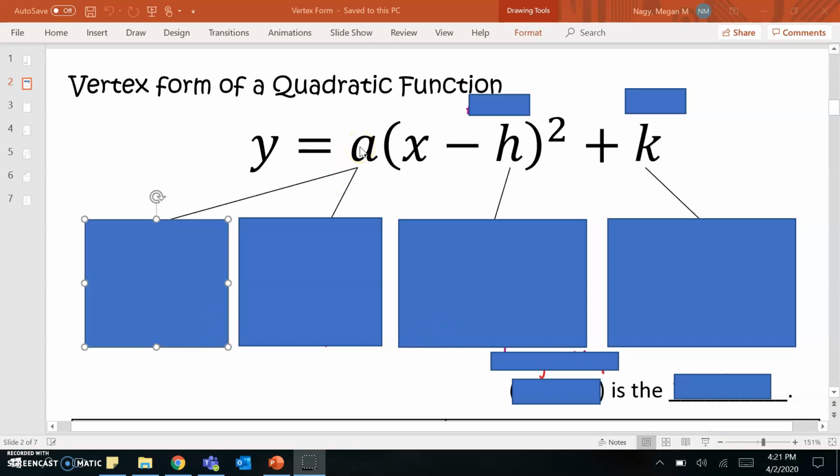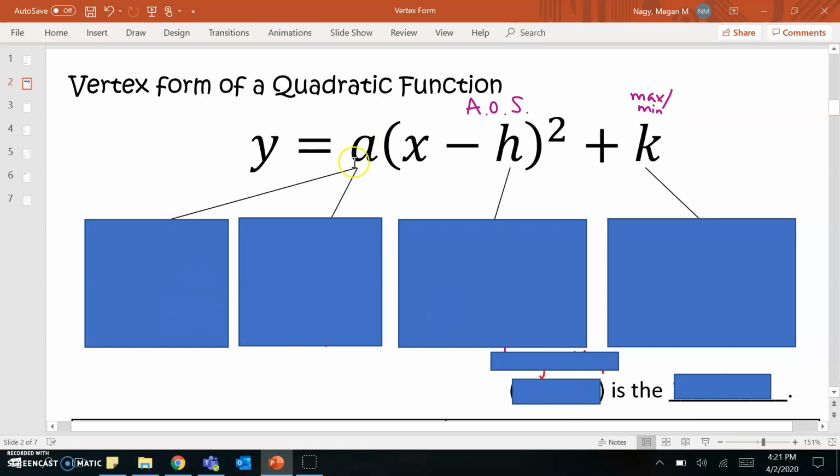So hopefully you paused your video and wrote down that equation. Now we're going to take some notes. We already learned that h and k are the vertex. So remember that h is also the axis of symmetry, and k is going to tell you the maximum or minimum. You put them together and you get the vertex.